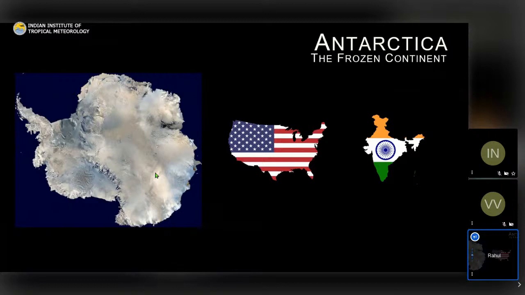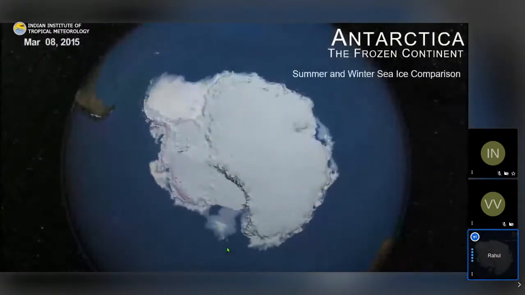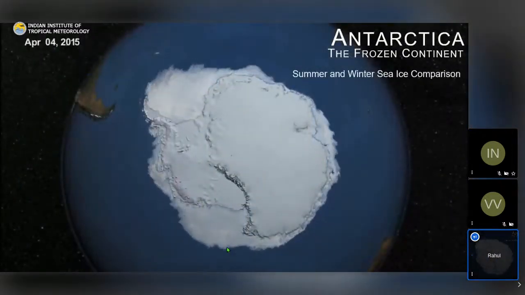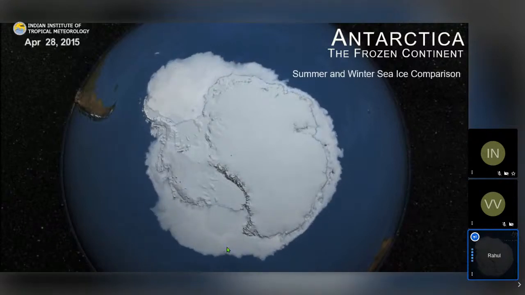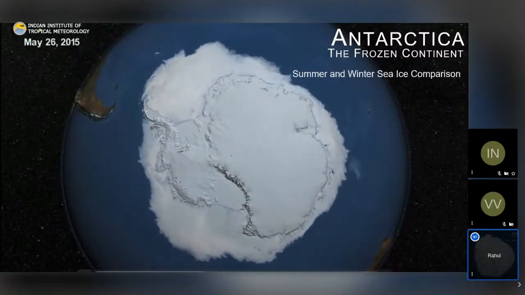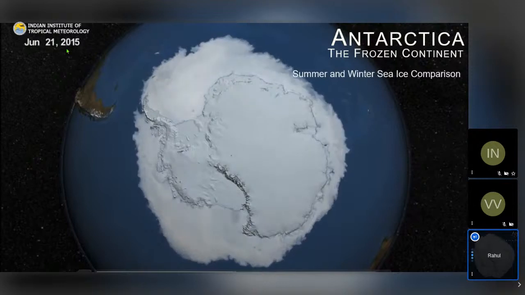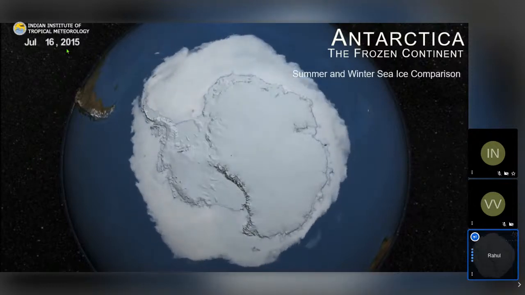It's also interesting that Antarctica doesn't remain like this. It grows. Yes, it grows. Every year, Antarctica grows during the winter. And you can see the timeline here, the winter months. So each winter, it doubles itself.